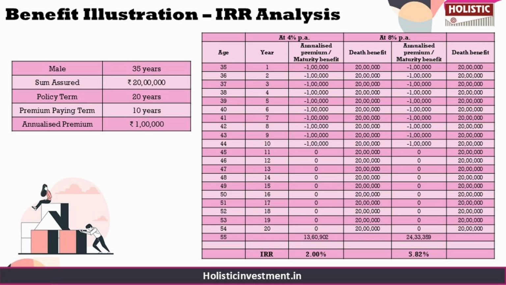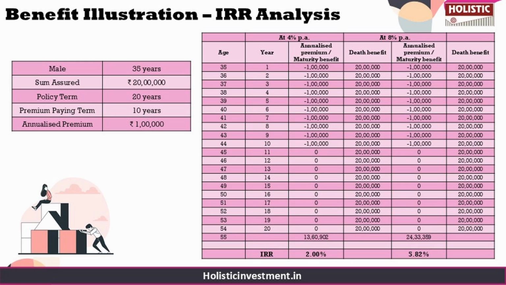Here in the policy brochure, they have provided two assumed return scenarios. One is 4% per annum to indicate the worst case scenario. Another one is 8% per annum to indicate the best case scenario. These are just for example purposes and they are not guaranteed returns. They're just to indicate both extremes of how this policy's returns can perform.